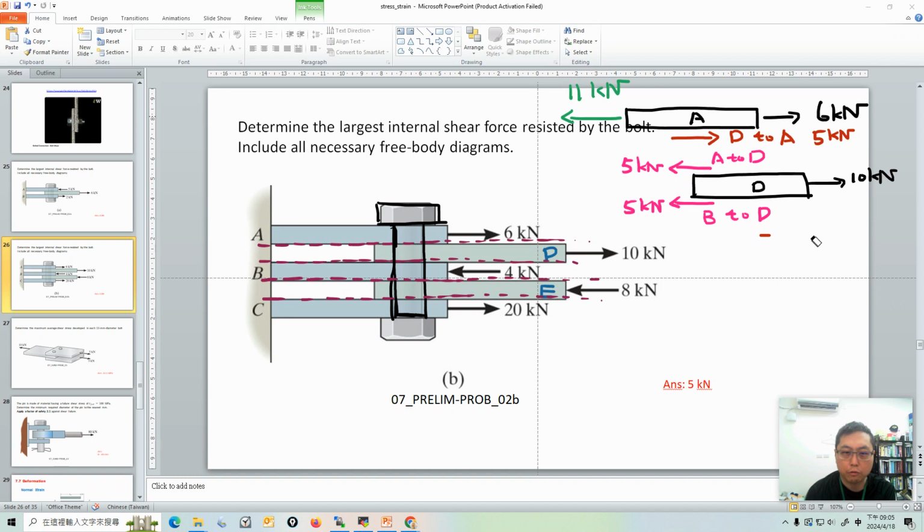Okay, we have to start from E first. Because B contacts E, we have to solve E first, and then we can go back to D. E is easier to handle.